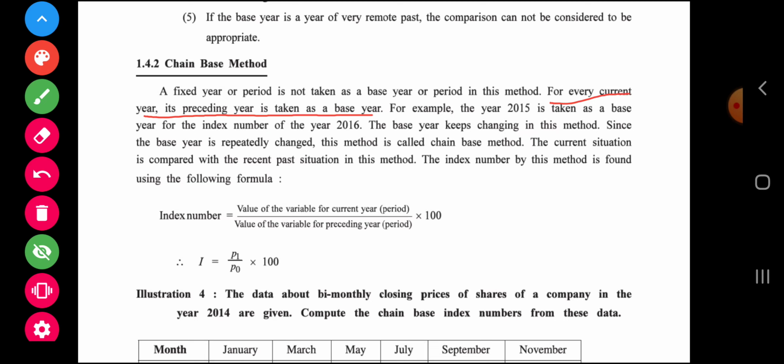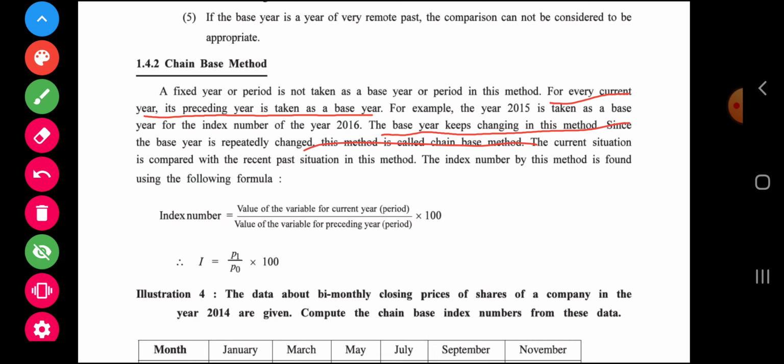For example, the year 2015 is taken as base year for the index of the year 2016. Okay, so the base keeps changing in this method. The base year keeps on changing. Like fixed base method, here the base year does not remain same, but it keeps on changing. Since the base year is repeatedly changed, this method is called chain base method. Why is it called chain base method? Because it keeps on changing. There is a chain of base years.